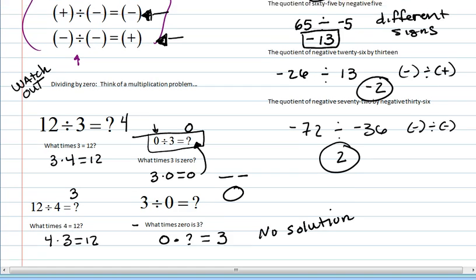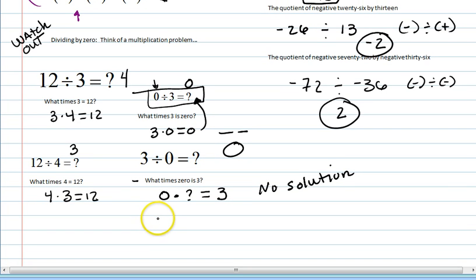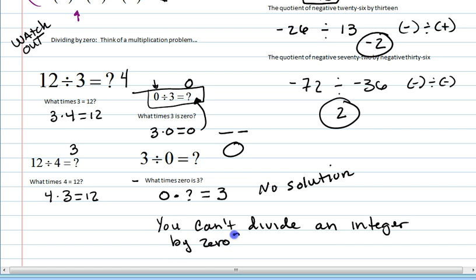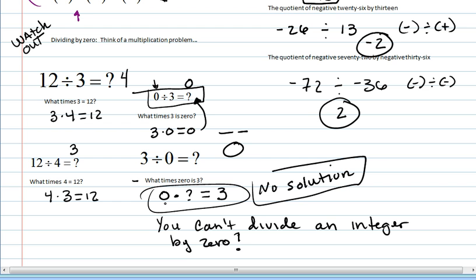Which means the rule is that you cannot divide an integer by 0. You'll get no solution, and this is why. This is the end of the video on multiplying and dividing integers.